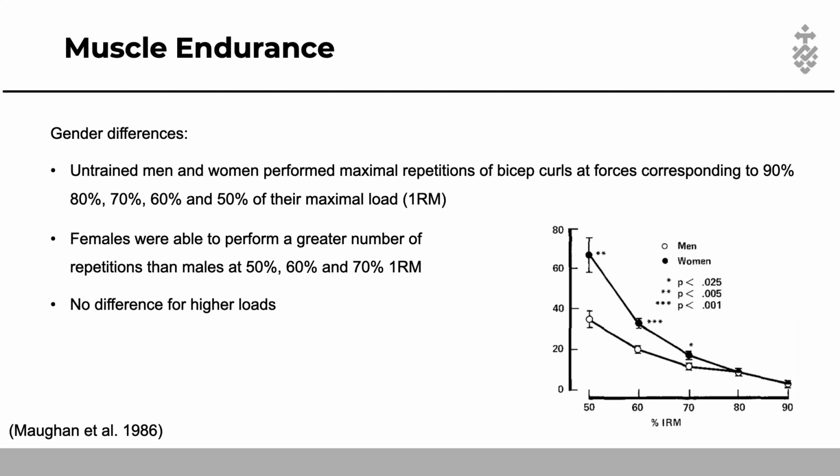Now, what the researchers found was that the females were able to perform a much greater number of repetitions than males at 50, 60, and 70% of their respective 1RM loads. And these results suggest that the endurance capacity of women is actually greater than that of men when the workload is adjusted and when the workload is relatively low compared to the maximum, because at the higher forces of like 80 to 90% of the 1RM, there's no differences between the sexes in endurance performance.